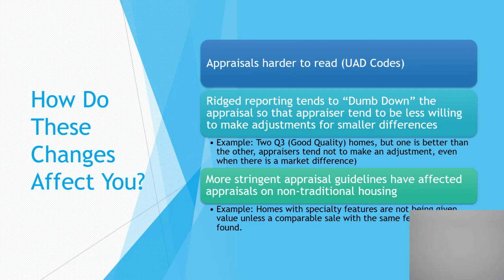For example, you have two homes that are good quality homes, but one is a little better than the other. The UAD guidance suggests that that good quality home is a Q3. Well, when there's a material difference between two good quality homes, often we find that adjustments are not being appropriately applied, which results in some of the analysis being less than reliable.